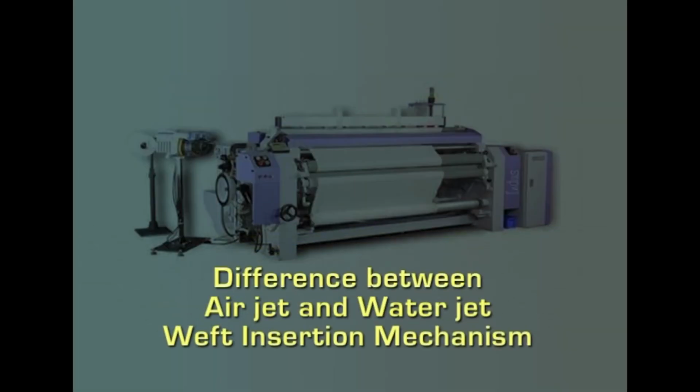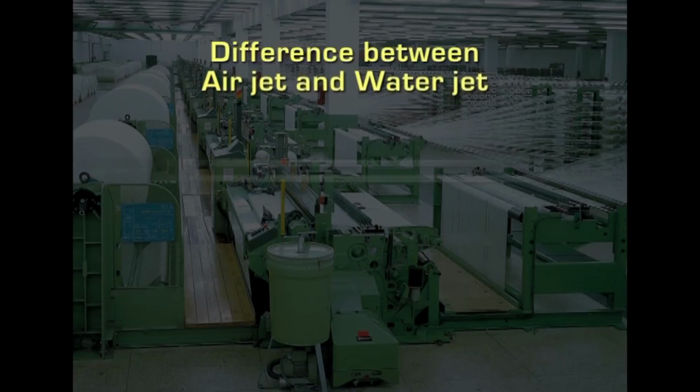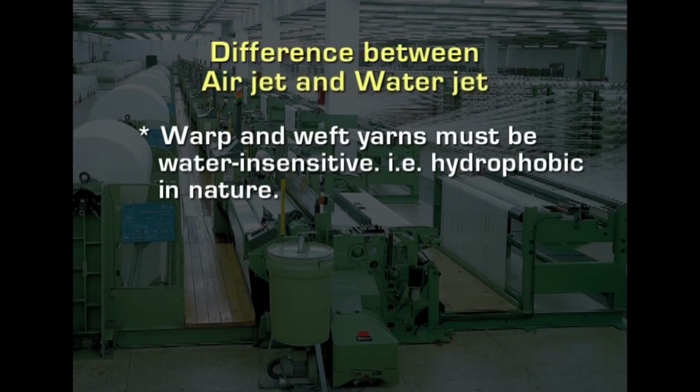Now, what is the difference between an air jet and a water jet weft insertion mechanism? Water jet looms are similar in many ways to the air jet loom, but they differ in construction, operating conditions and performance. The warp and the weft insertion yarns that are used must be water insensitive. They must be hydrophobic in nature.